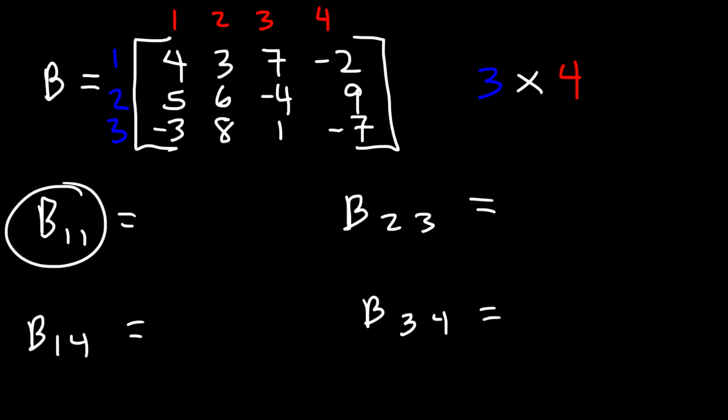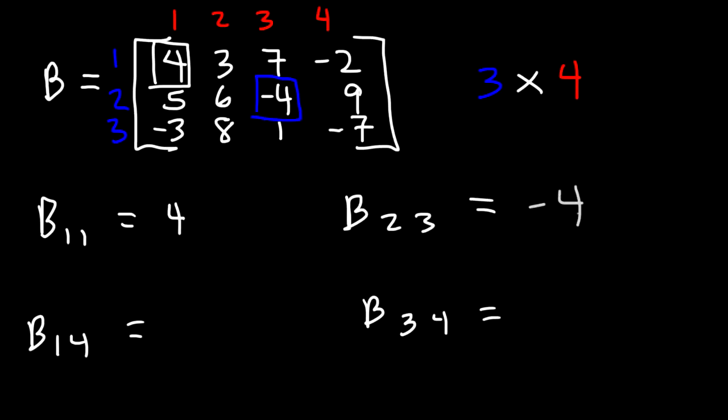So this one is in the first row, first column. So that has a value of 4. Element B23, that is in the second row, third column. So that has a value of -4. And then element B14 is in the first row, fourth column. So that's equal to -2. And element B34 is in the third row, fourth column. So it has a value of -7.